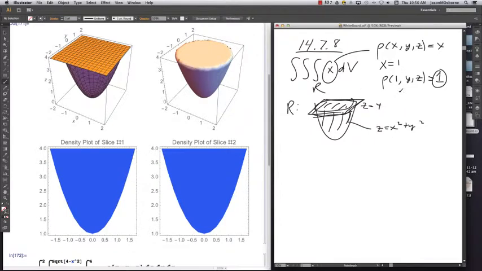I then plotted this for another slice, x equal to negative 1, and you can see that the density, again, is constant everywhere. The colors here are not the same color. This is a constant negative 1. This is a constant 1.